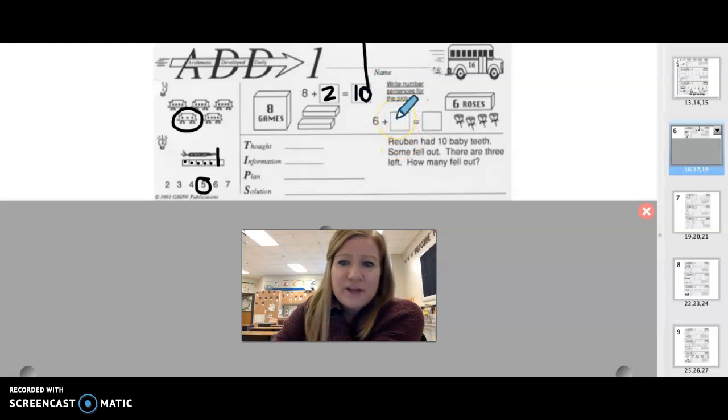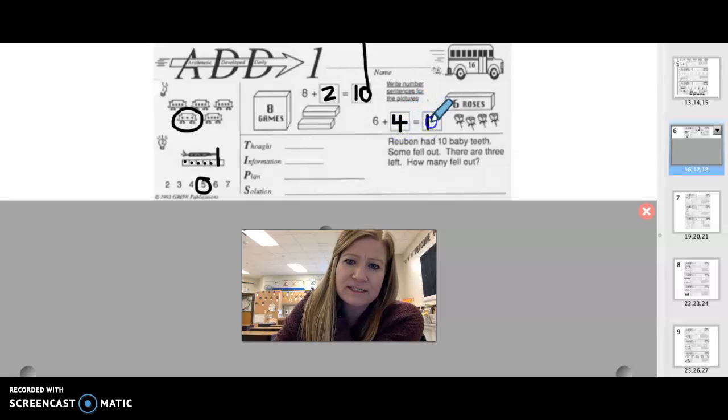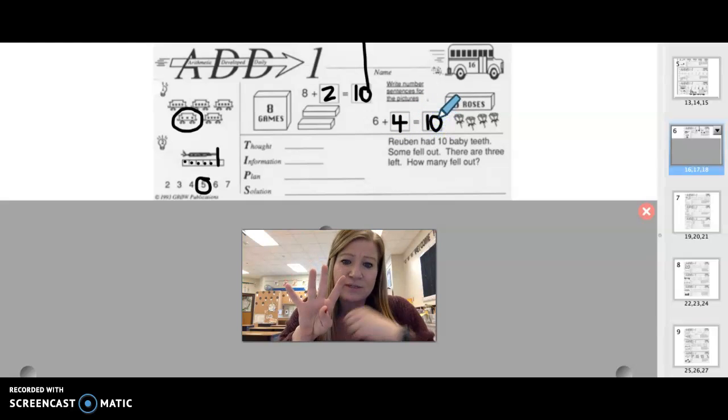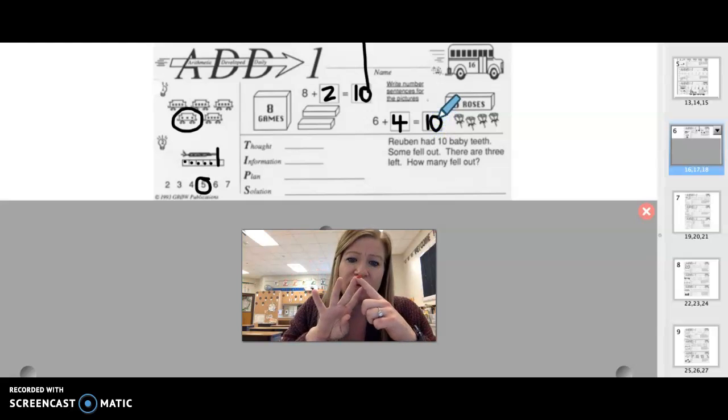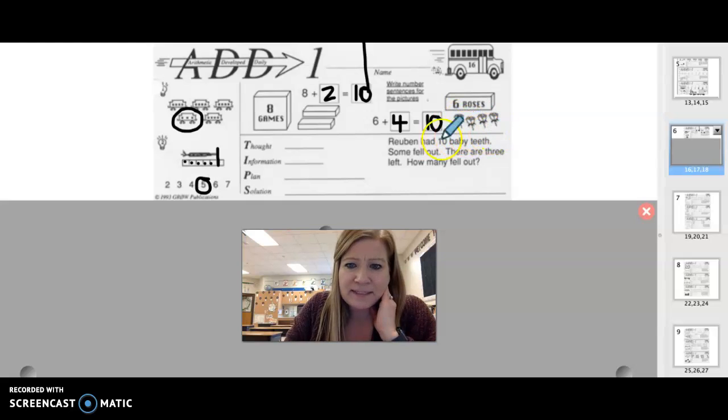Next part says there are 6 roses in this box. We're going to add 1, 2, 3, 4 more for a total of 10 roses. Because if I have 6 and then I count on 4 more, 6, 7, 8, 9, 10. Good.